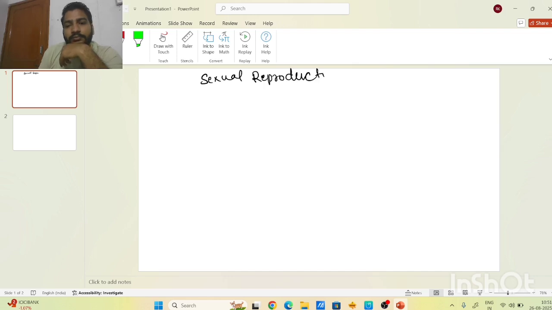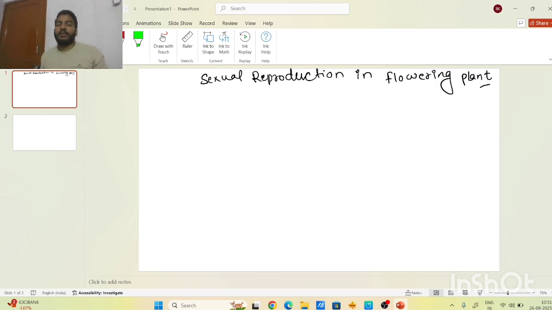Sexual reproduction in flowering plants. Before we start this chapter, it is necessary to know what sexual reproduction is. So put a heading, and we will start and understand what sexual reproduction is.